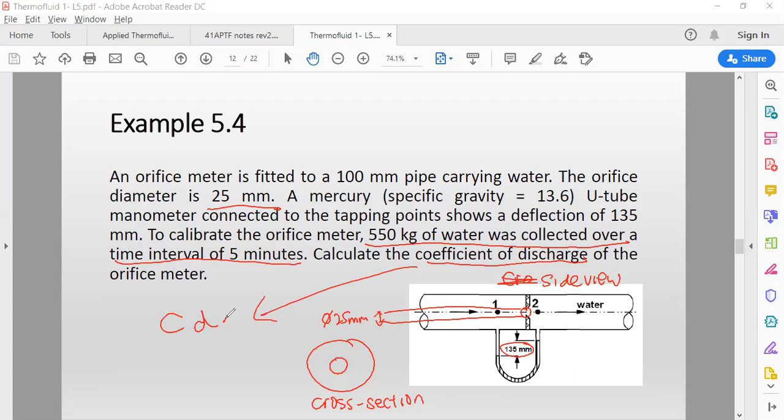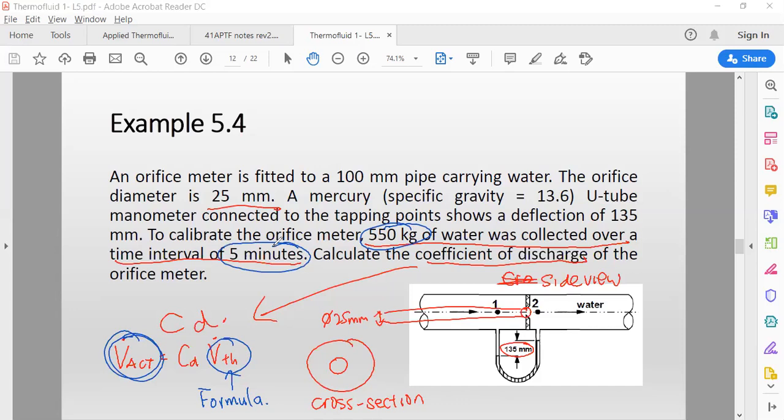So how do I find out my CD? It is based on this formula: V actual equals CD times V theoretical. If I want to find my CD, I need to find out my V actual and my V theoretical. V theoretical is based on the formula that we have derived just now. How do we get the V actual? V actual is from the experiment: 550 kg of water is collected over 5 minutes.